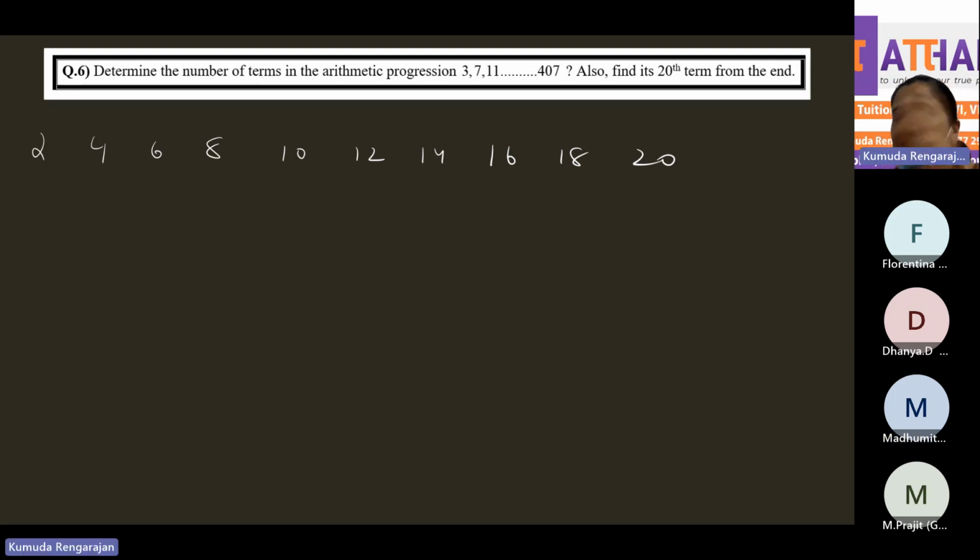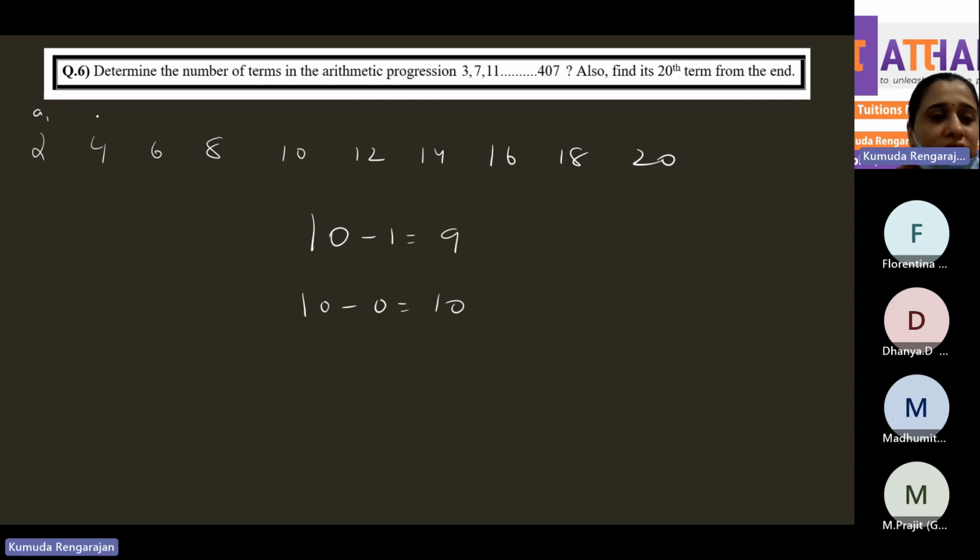20 is the first term from the end. How many terms are here? 10 terms are there. And to find the first term from the end, it's not 10 minus 1, the ninth term. It is 10 minus 0. The 10th term itself is the first term from the end.